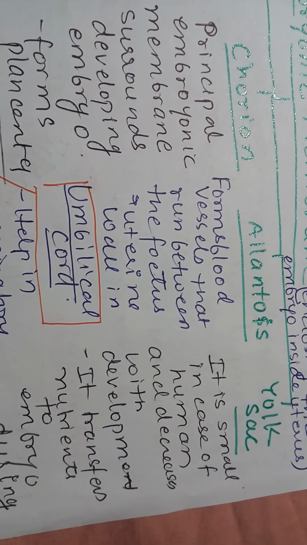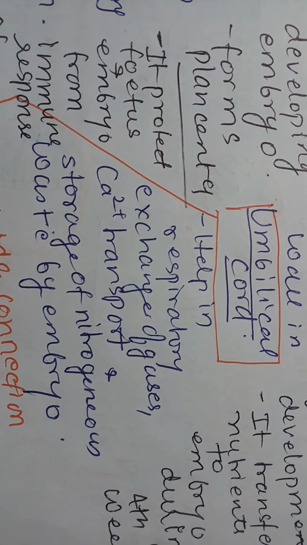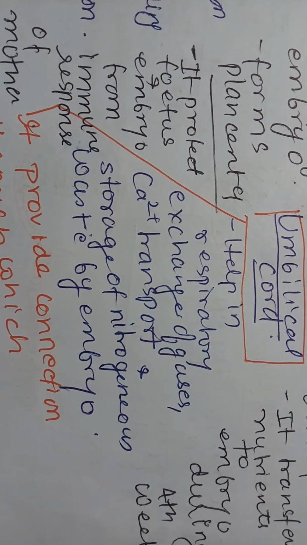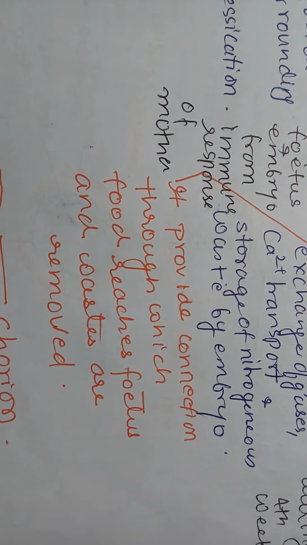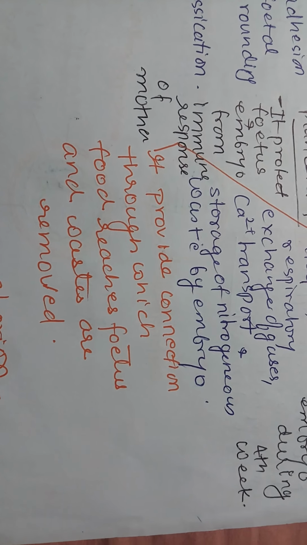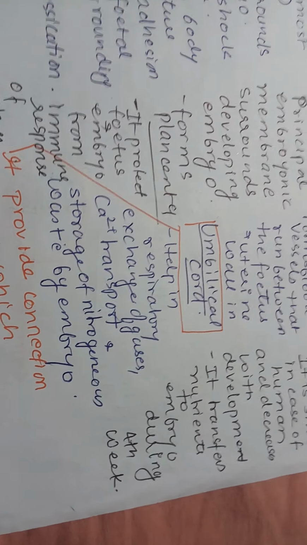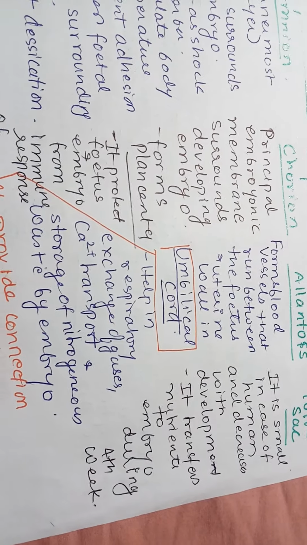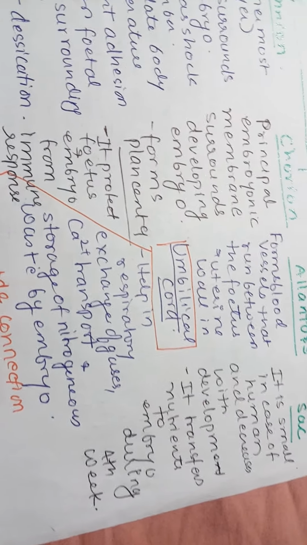Allantois forms blood vessels that run between the fetus and uterine wall in the umbilical cord. It helps in the respiratory exchange of gases, calcium transport, and storage of nitrogenous waste by the embryo. The umbilical cord provides the connection through which food reaches the fetus and waste is removed. So in the formation of the umbilical cord, the allantois and yolk sac play a role, and it is the connection from the fetus to the placental tissues.